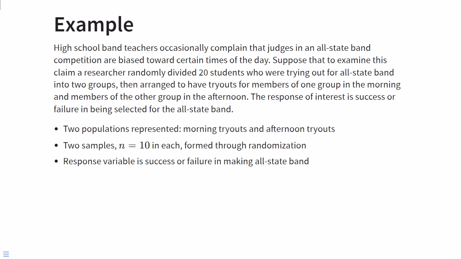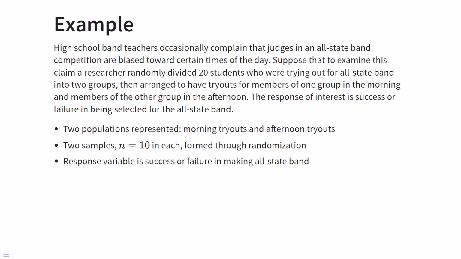So here we have 2 populations being represented. They're potential populations. The population of individuals who might try out for all-state band that would try out in the morning, and those that would try out in the afternoon. By randomizing to these 2 groups, we're making sure that we don't, for example, end up with the better participants, the ones more likely to be accepted into all-state band in either the morning or afternoon, which could be a possibility if we let them choose their own tryout session.